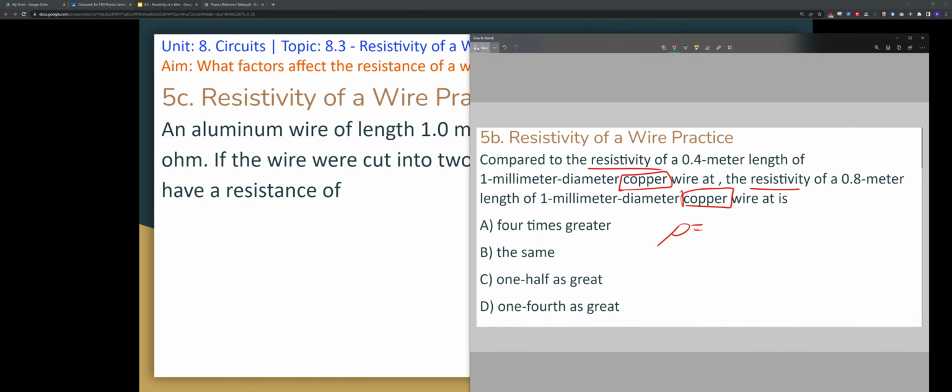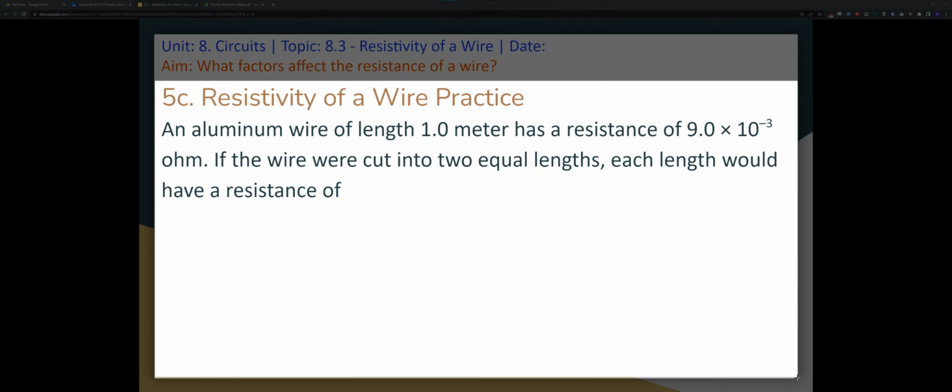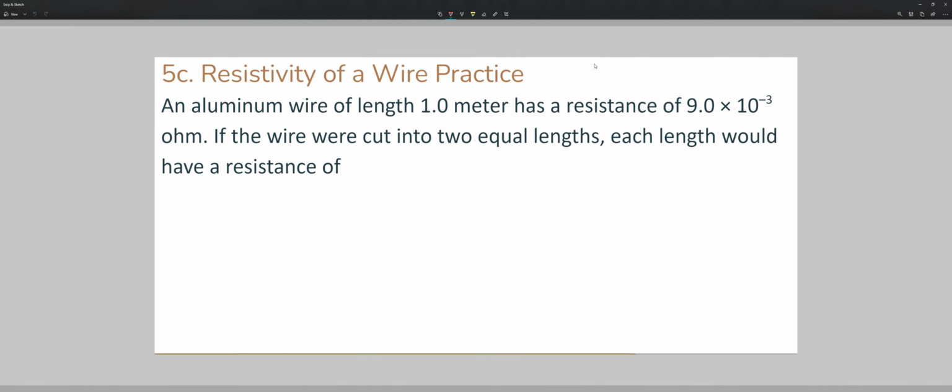So this question is also a proportion question. You have aluminum wire of length 1 meter that has a resistance of 9.0 times 10 to the negative 3 ohms, and that's really the symbol for ohms. And if the wire were cut into two equal lengths, each length would have a resistance of what?